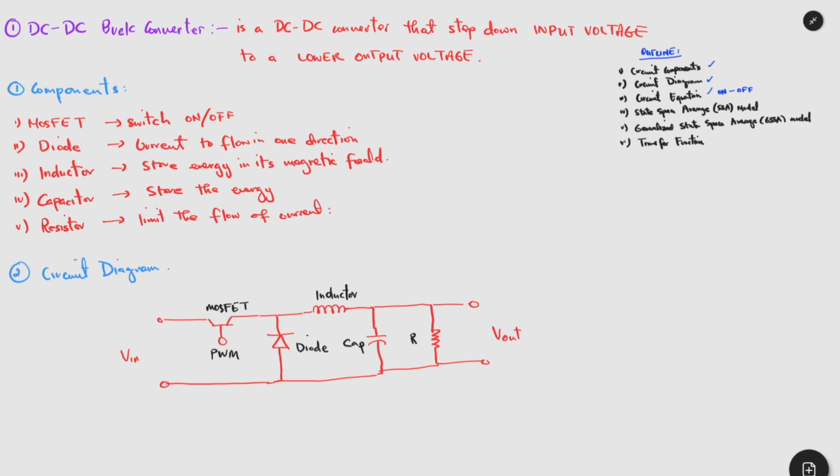So if you have a connection of a circuit in this form, you are now already creating a DC to DC buck converter. We are now going to derive the equation that governs the operation of the DC to DC buck converter in a continuous conduction mode. And if we want to model this type of buck converter, we have to derive the equation.